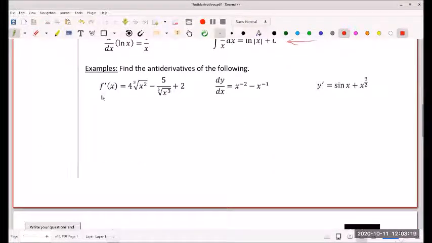So we have, in this case, f prime of x, and we want to find f of x. So let's first rewrite this so that instead of these radical signs, we have exponents. So this is going to be 4x to the 2/3 minus 5x to the -3/5 plus 2.